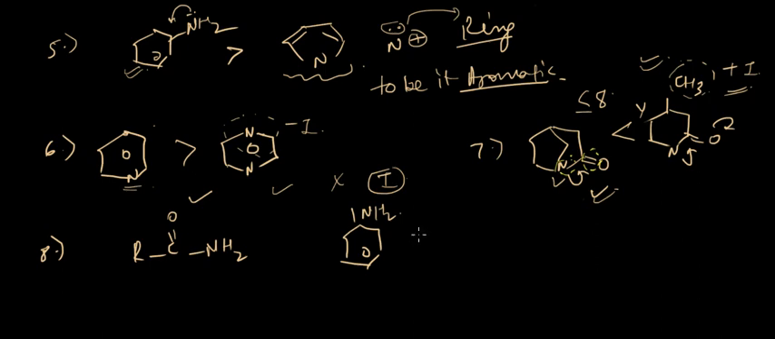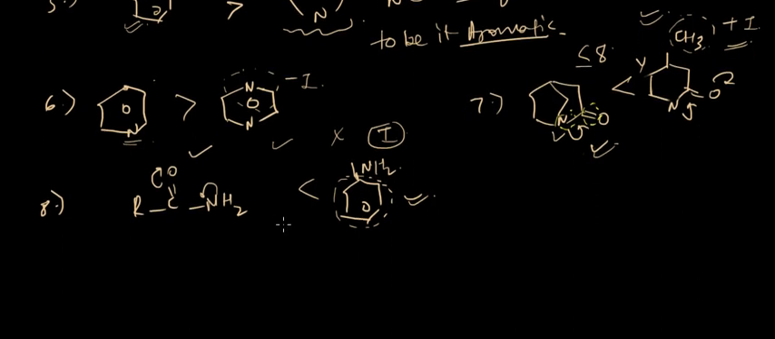If you look at this, in this case nitrogen would have a positive charge when it goes into the resonating structure of this. And in this case the ring is obviously having a resonance within itself, so it does not require that much assistance from nitrogen for making resonating structures. So hence this is more basic. And also, amides are weak bases as the lone pair is involved in resonance with the oxygen atom.